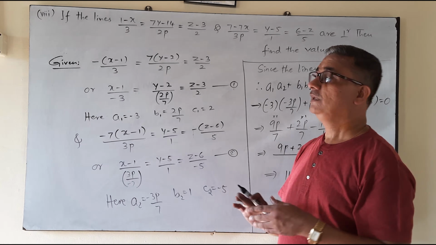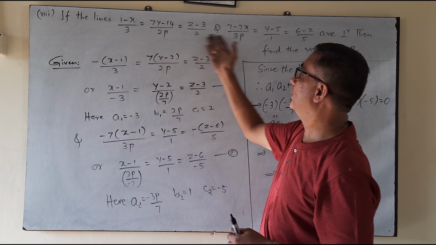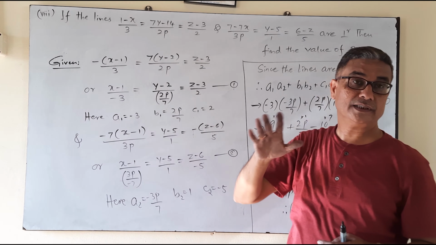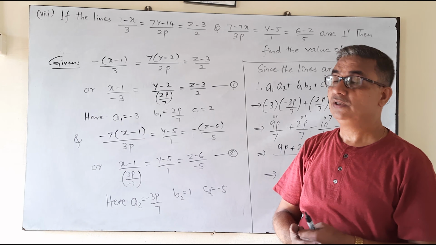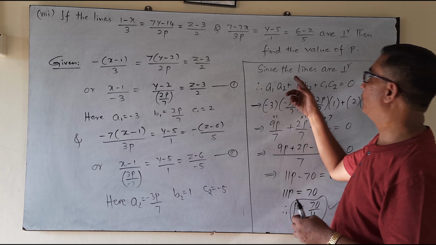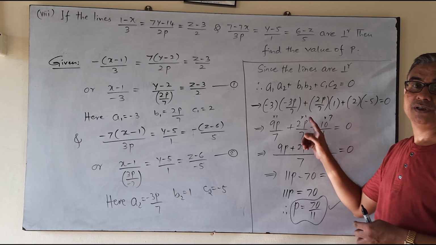Do not directly take a1, b1, c1 from the denominators. First we have to identify whether the given data is in Cartesian form or not. If it is not in Cartesian form, first we have to convert it to Cartesian form, then apply the condition. Okay, this completes angle between two lines.